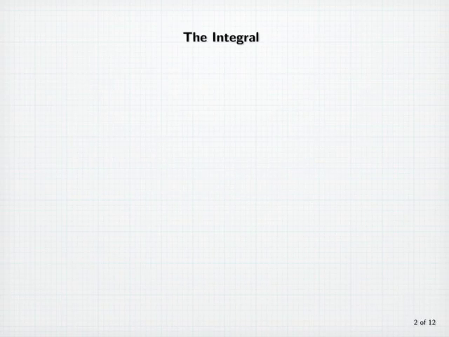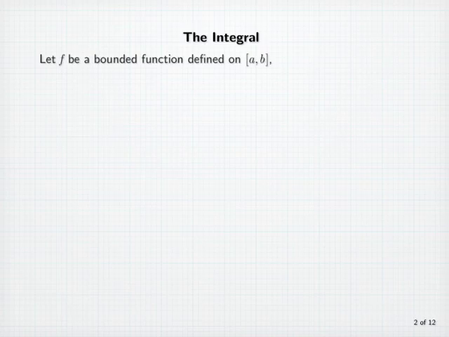We're now ready to define the integral. Let f be a bounded function on the interval AB. By this we mean that the values of f lie between two fixed numbers. In other words, its graph lies between two horizontal lines.